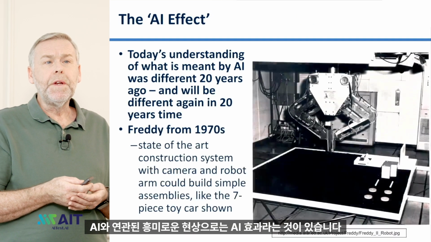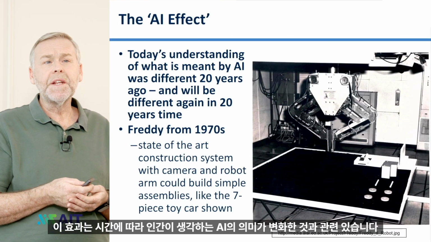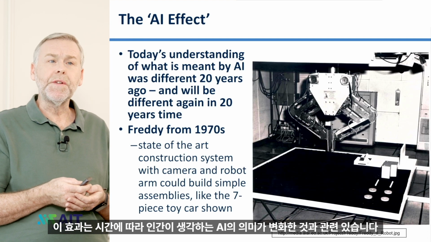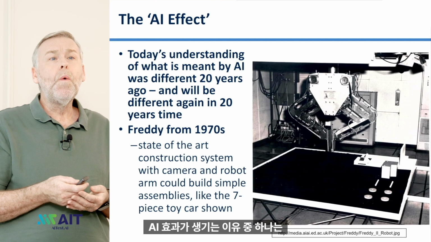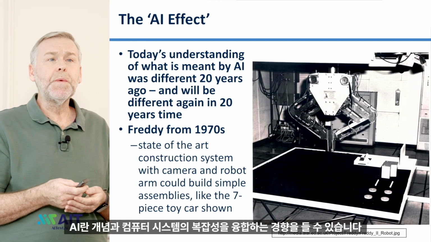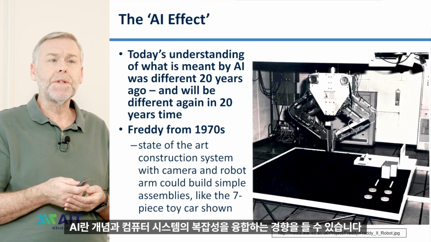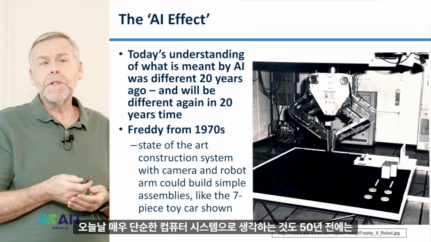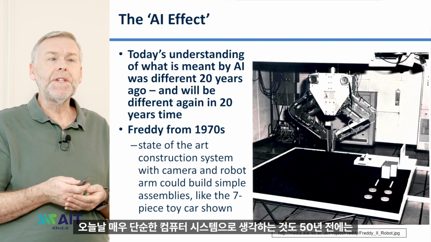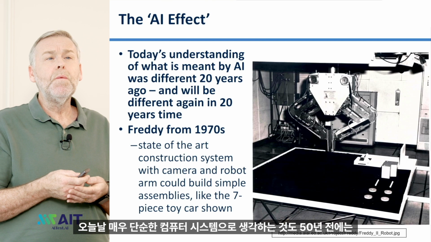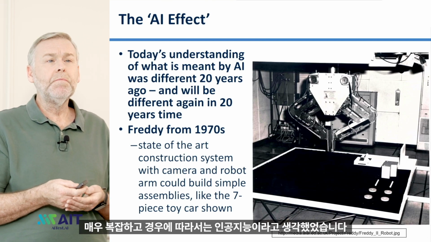A curious phenomenon around AI is known as the AI effect. This effect is concerned with how our perceptions of what is meant by AI have changed over time. One part of this AI effect is that we tend to conflate the ideas of AI and complexity in computer systems. If we were to look back about 50 years, what we today consider to be very simple computer systems were considered to be extremely complex and often viewed as AI.